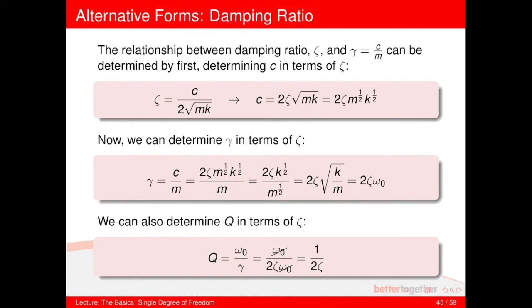The relationship between damping ratio and gamma can be determined by first determining C in terms of gamma. So if we rearrange the equation for damping ratio for C, you end up with 2 zeta root mk, and obviously root mk is m to the half, k to the half.